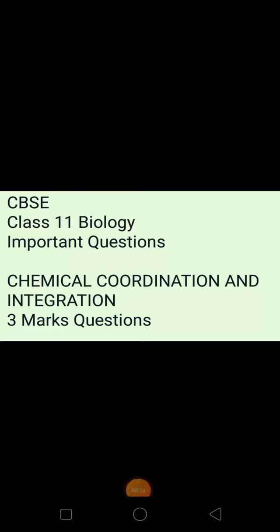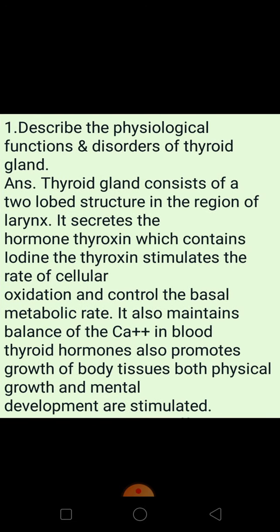Students, today we will discuss some important 3 marks questions of the chapter Chemical Coordination and Integration. So let's begin. Question number 1. Describe the physiological function and disorders of thyroid gland.